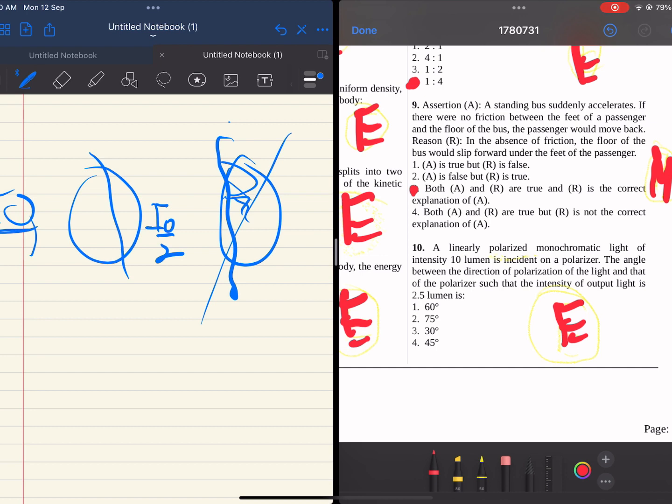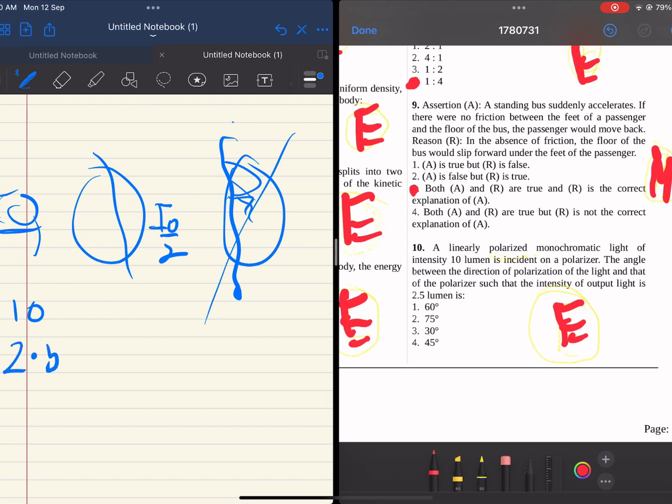So 2.5 is the final intensity coming out. It is equal to the initial intensity which is coming into the polarizer times cos square theta, where theta is the angle between the direction of polarization of the light and the polarizer that we need to find in this question. So 1 by 4 is equal to cos square theta.